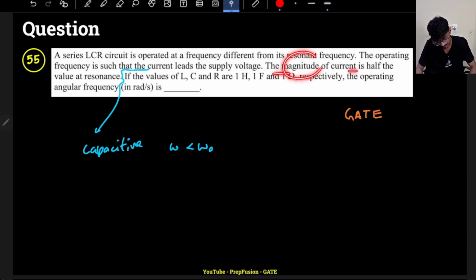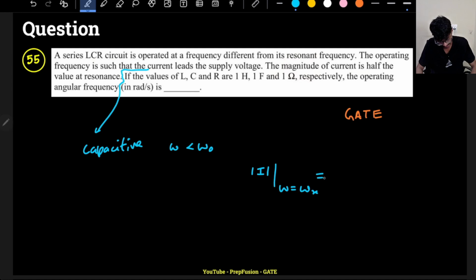The magnitude of the current is half the value at resonance. So at this frequency, omega equals some omega x, the magnitude of I is half the peak current. Let me write this as Im by 2. Assume the peak current is Im. If the values of L, R and C are all 1, what is my omega naught? Omega naught will be 1 by under root LC, so 1 by under root 1, so it will be 1 only. And what is the bandwidth? Bandwidth is R by L, so it will be 1 radian per second only.